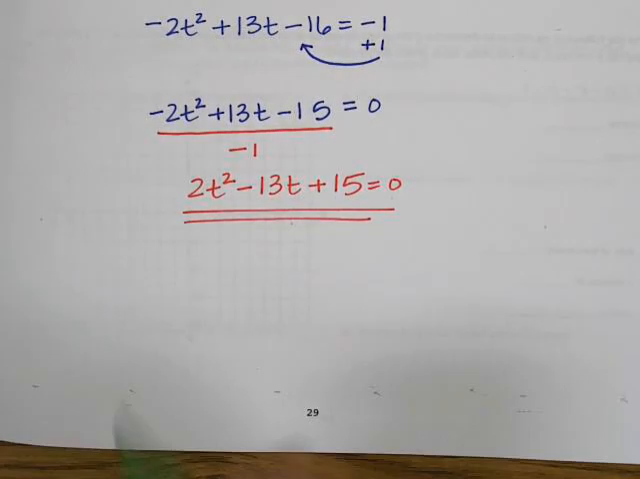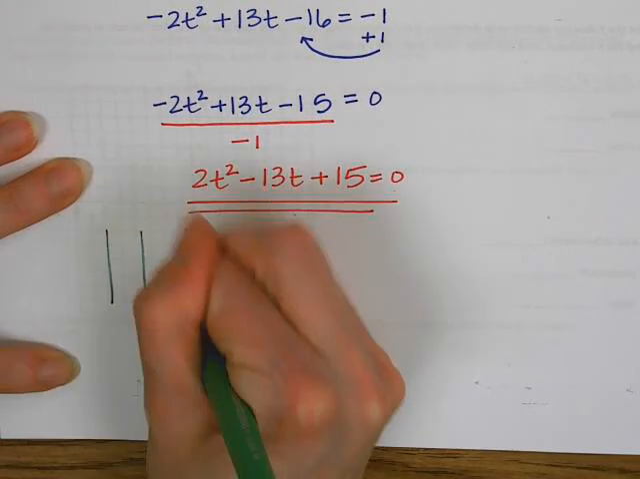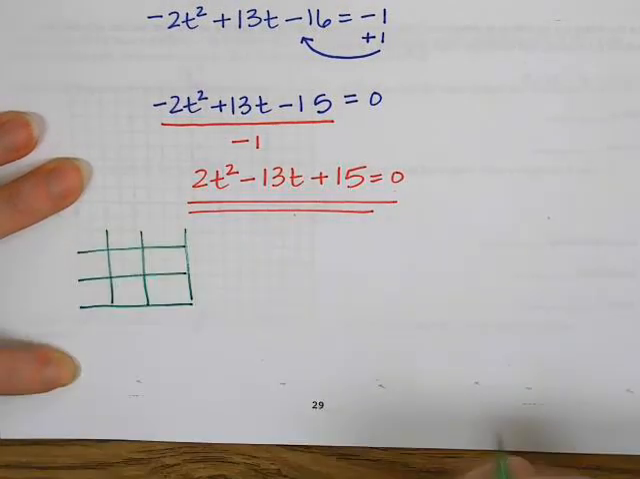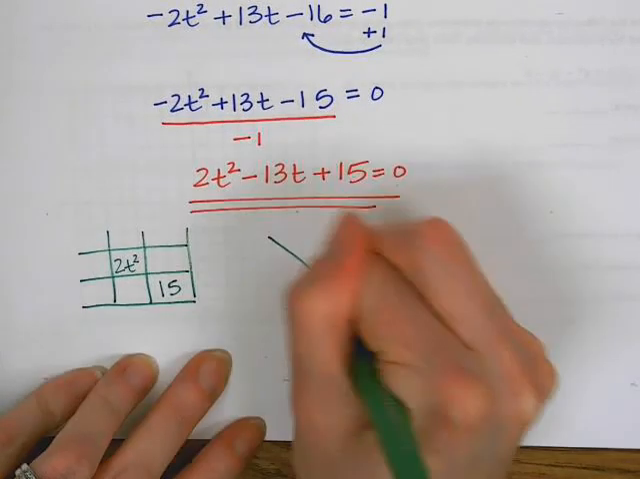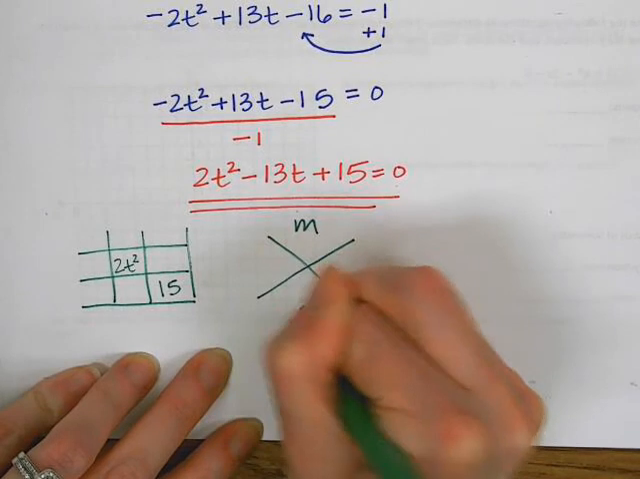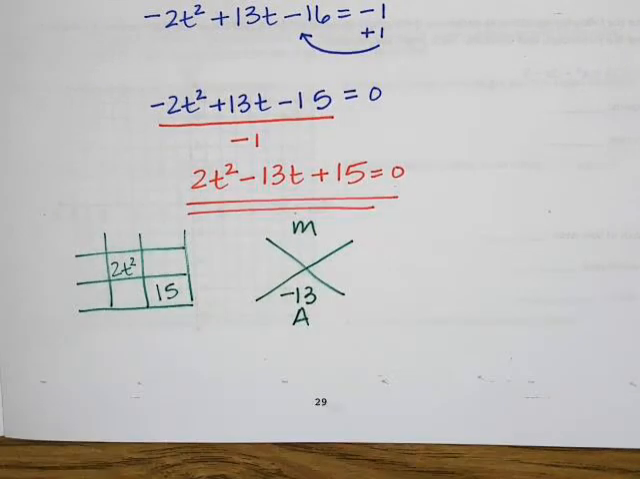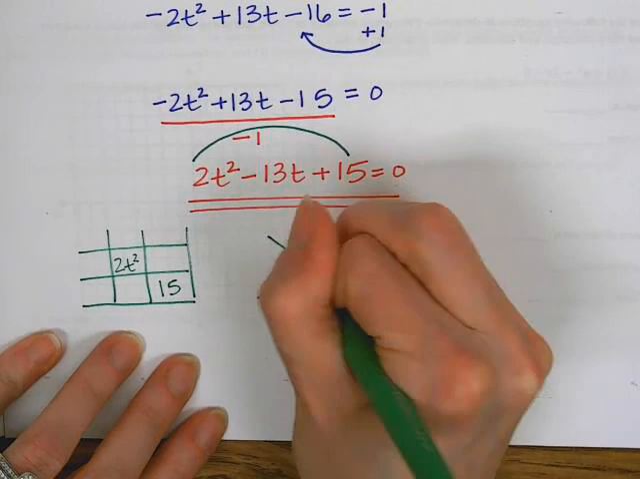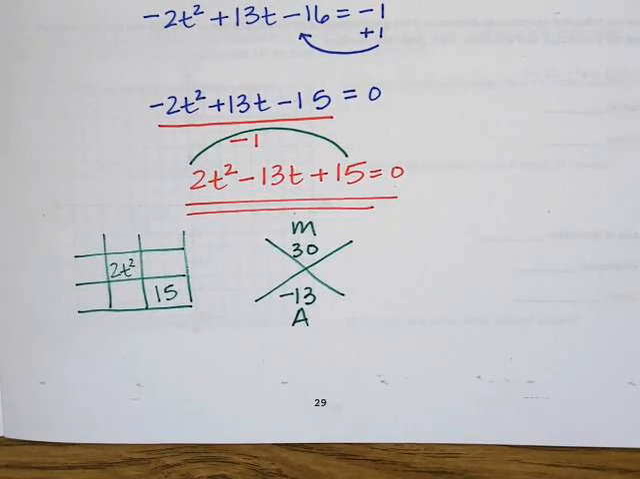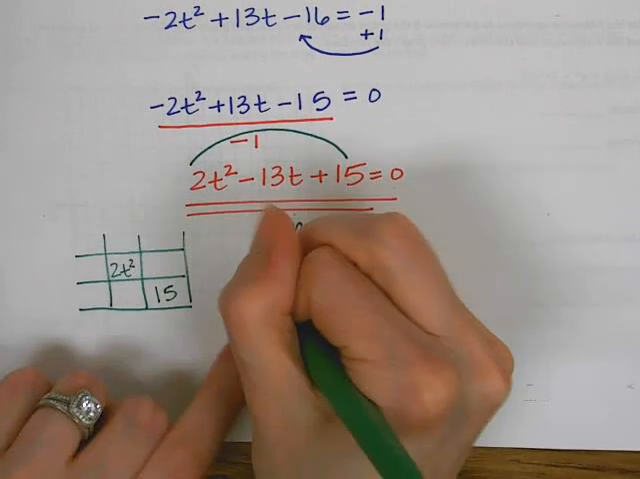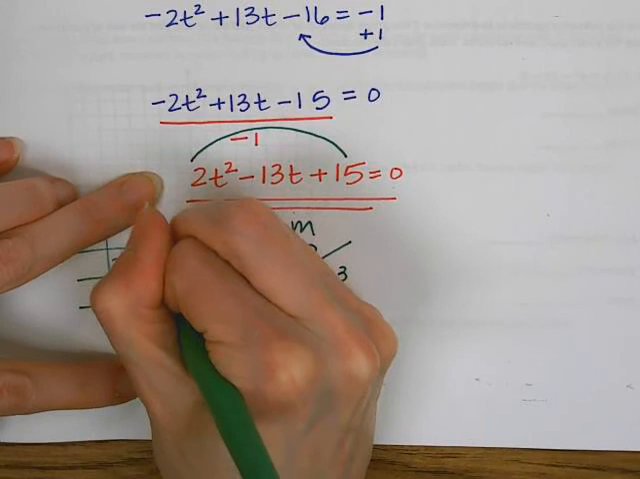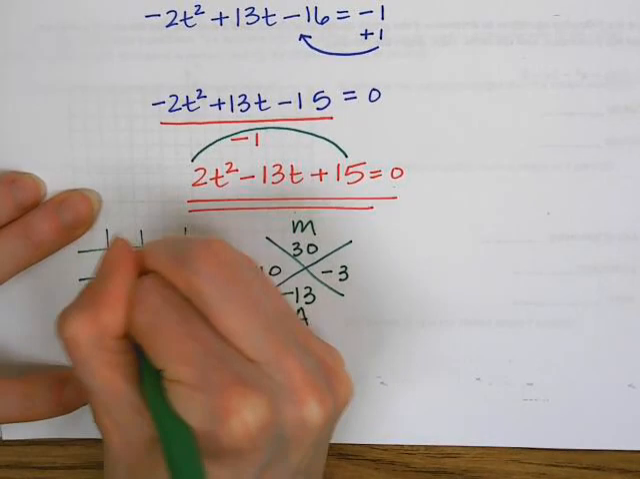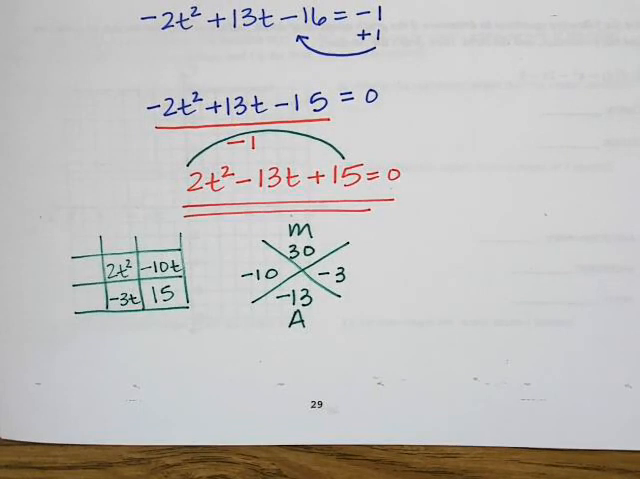All right, so if you're still with me, we've got a table, the boxes. We've got a 2t squared and a 15. And then we've got to find two numbers that add to negative 13 and multiply to 30. And that ends up being negative 10 and negative 3. And that's what goes in the boxes: negative 10t, negative 3t. And then GCF.